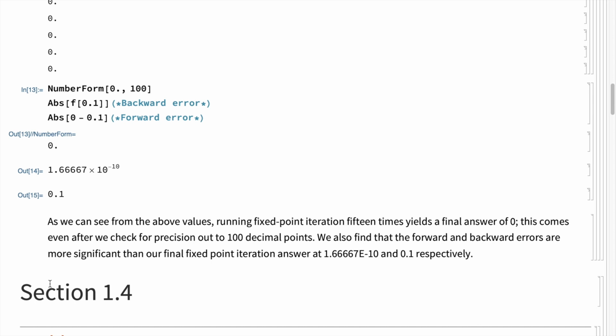And so running fixed point iteration a grand total of 15 times yields a final answer of 0. And this comes after we check for precision out to 100 decimal points. And we also are able to evaluate the backward and forward error to a great deal of accuracy.